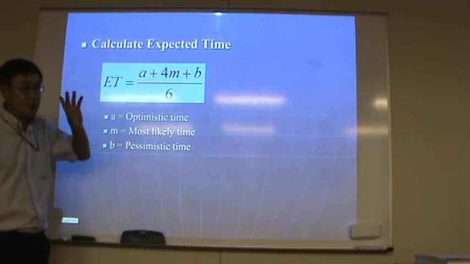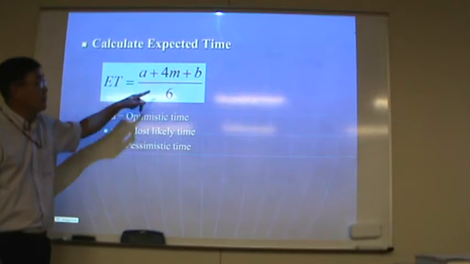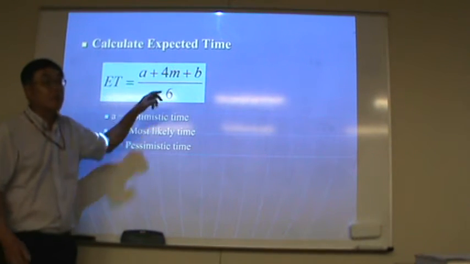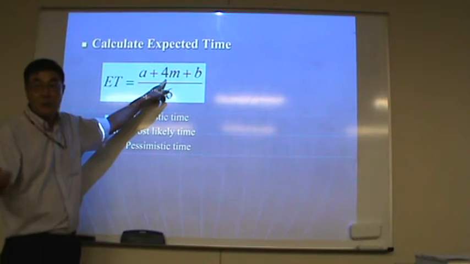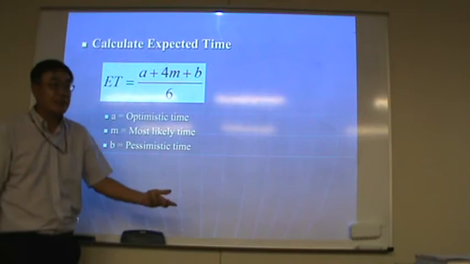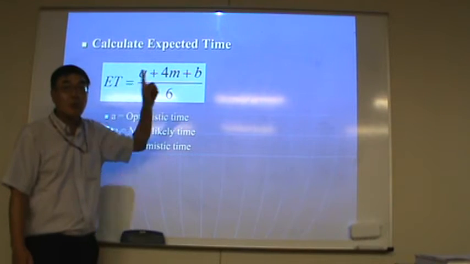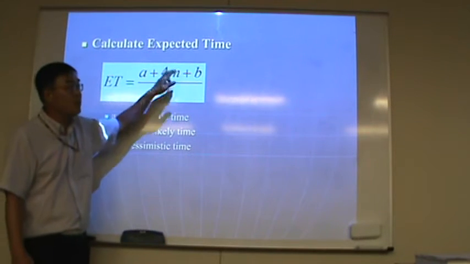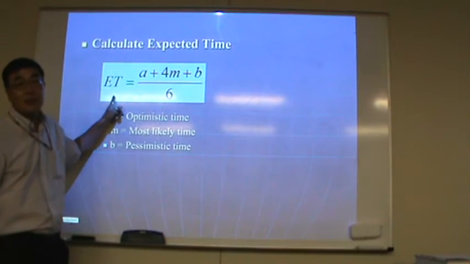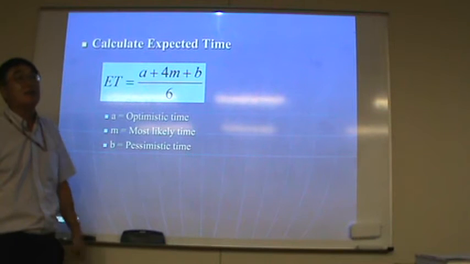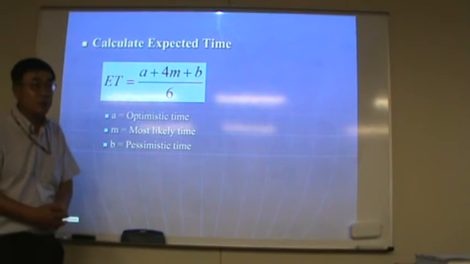The optimistic time coefficient is only 1. The most likely time happens more often, so it gets a higher coefficient or weight, 4. The pessimistic time is only 1. So 1 plus 4 plus 1 equals 6, divided by 6. So this expected time is a weighted average, and we always use this formula.